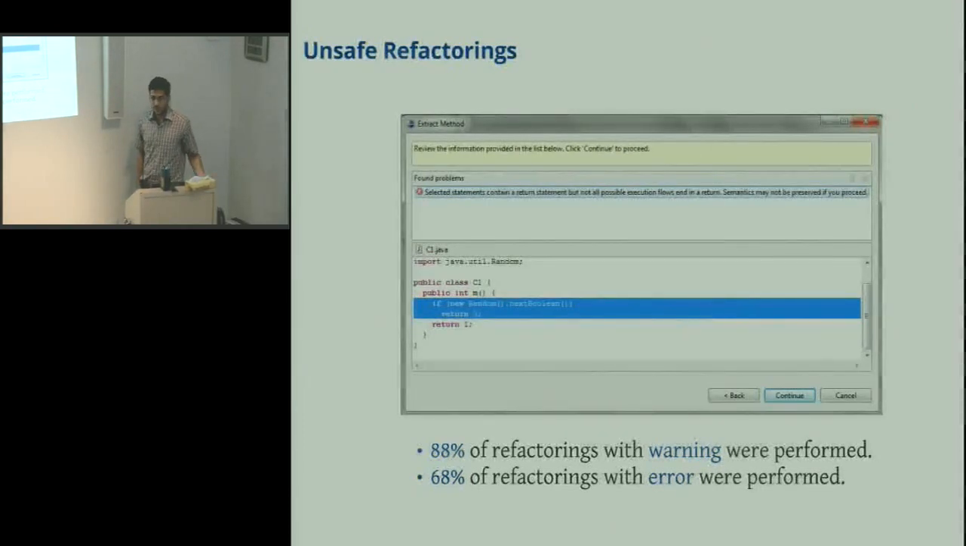When the refactoring tool reports a warning or an error, it's no longer guaranteed to be behavior preserving. But surprisingly, most of the time, people go ahead and perform the refactoring, even though it's not guaranteed to be behavior correct. As you can see, 88% of refactorings that issued a warning were performed. 68% of refactorings with errors were also performed.